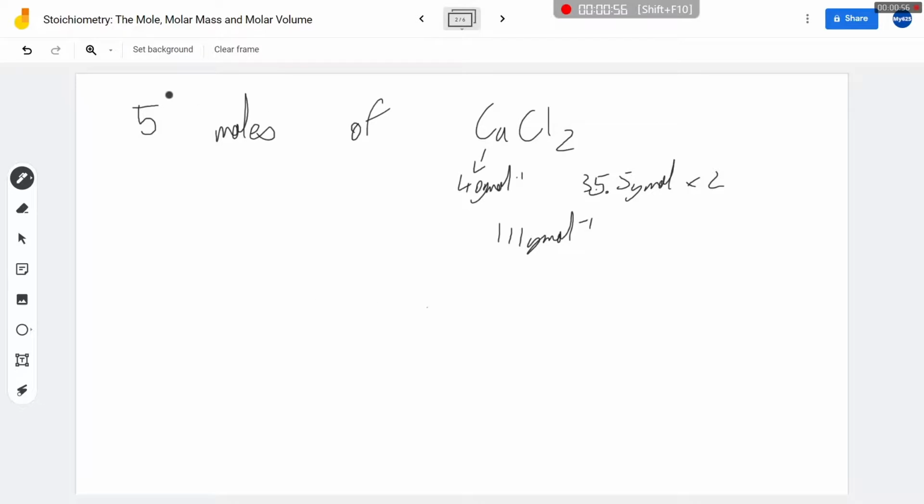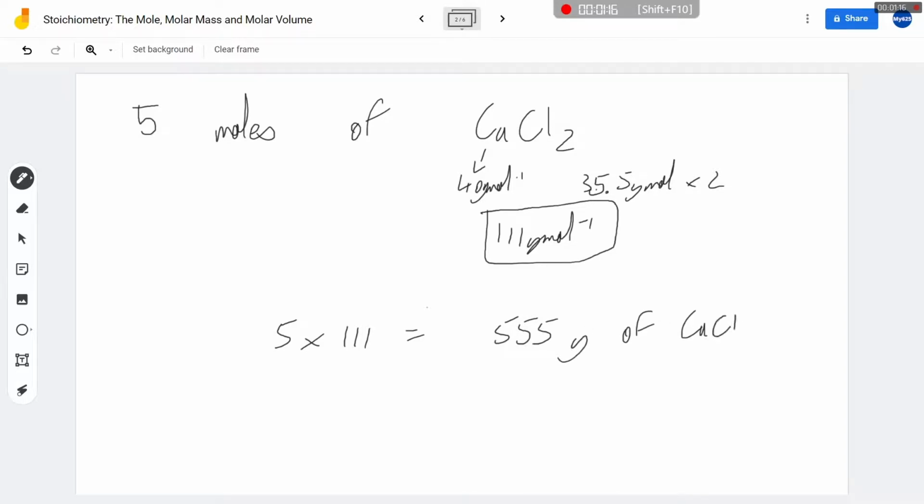Okay, and so now we have 5 moles of CaCl2, which we found out altogether has a relative molecular mass of 111 grams per mole. And so we times 5 by 111, which gives us 555 grams of CaCl2.